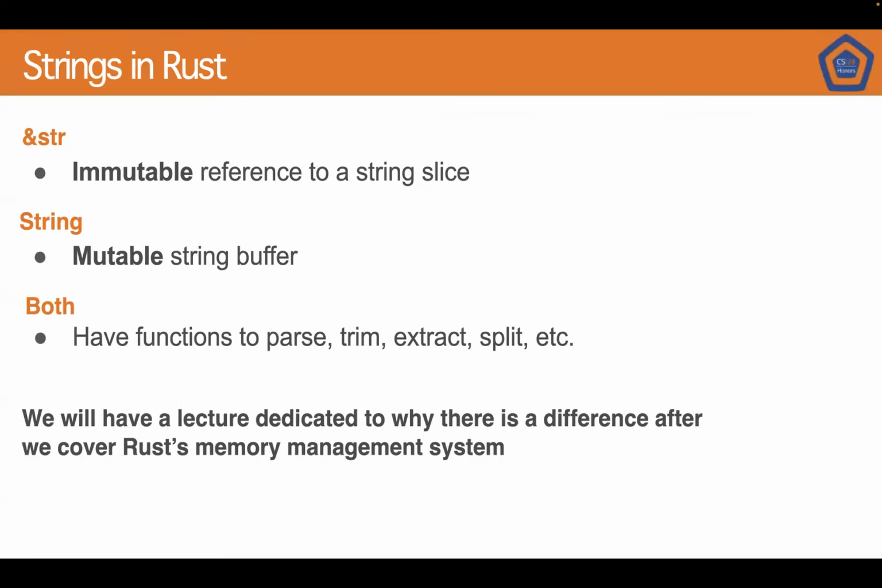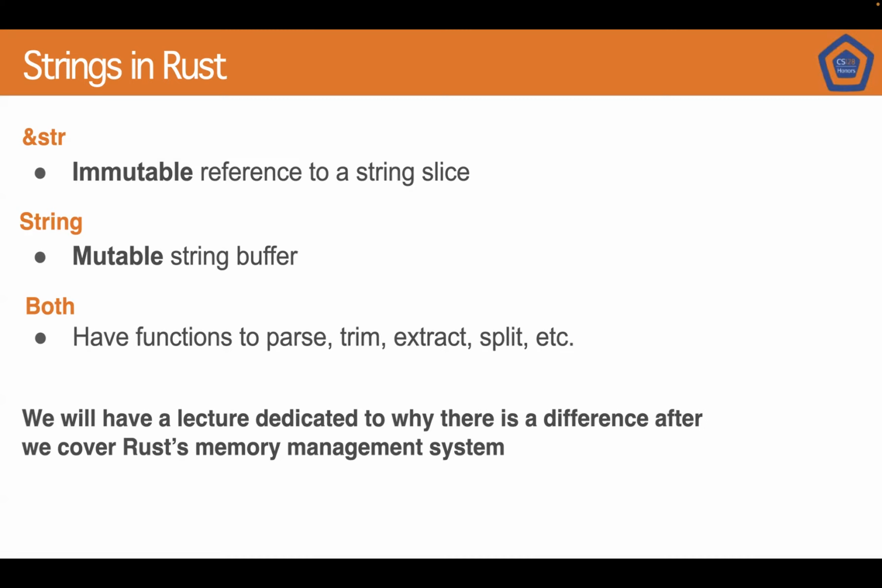There are many different types of strings, however, these are the only ones we'll be covering in this course. So first, there's the ampersand str, also known as the string slice, and then there's the capital S String type. In the future, we'll have a dedicated lecture on what the difference between these two types are, since this will be much more clear once we cover Rust's memory management system. However, for now, I just want to give you an interface to interact with these two types, since they'll appear in your MPs and homework assignments coming up.